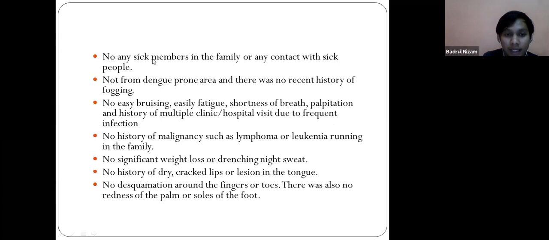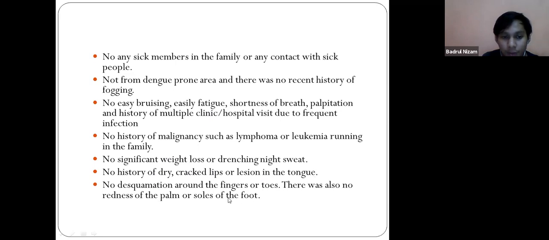However, there is no other contact among the 6 members in the family. The patient is not from a dengue-prone area, and there was no recent history of fogging. There is no history of easy bruising, symptoms of anemia such as fatigue, shortness of breath, palpitation, and history of frequent infection. There is also no history of malignancy such as lymphoma and leukemia running in the family. There is no significant weight loss or drenching night sweat or any history of dry, cracked lips or lesion in the tongue or discoloration around the fingers and also the toes.